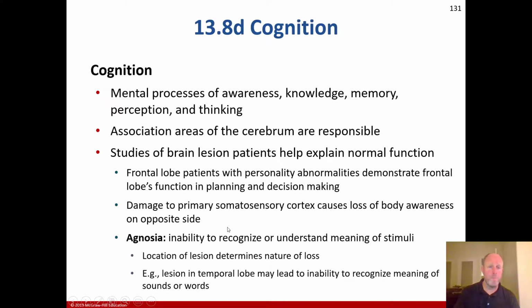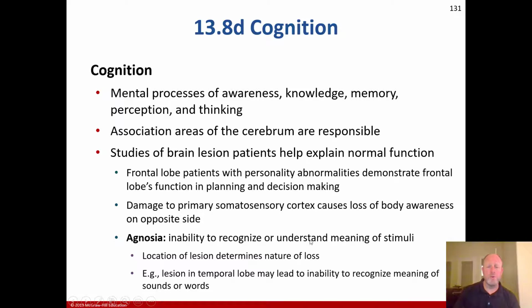Cognition is the mental process of awareness, knowledge, memory, perception, and thinking. Association areas of the cerebrum are responsible. Studies of brain lesion patients help explain normal function. Frontal lobe patients with personality abnormalities demonstrate the frontal lobe's function in planning and decision making. Damage to the primary somatosensory cortex causes loss of body awareness on the opposite side.